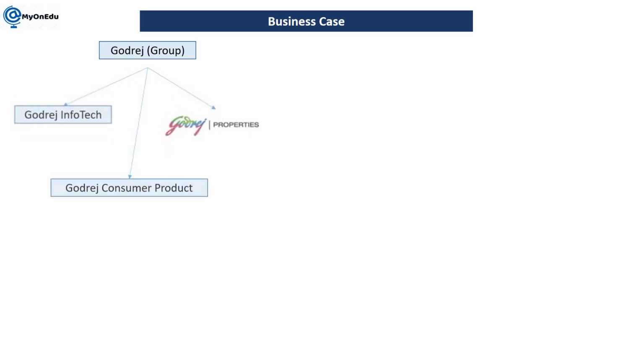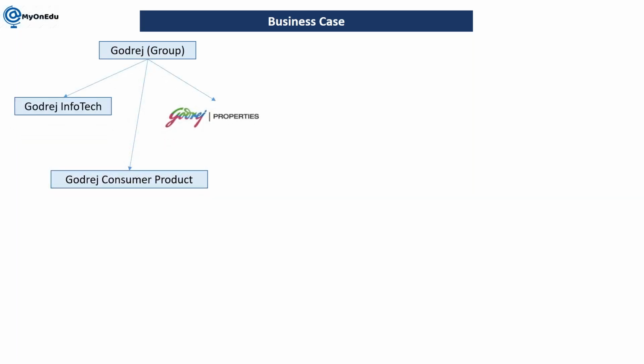Let's take one example of the Godrej Group. This group has different companies. There is one company, Godrej Infotech, which manages IT projects and IT services. Godrej Consumer Products manufactures consumer products. And there is Godrej Properties, which is basically in construction and real estate.